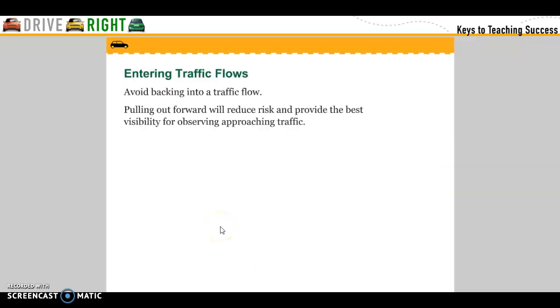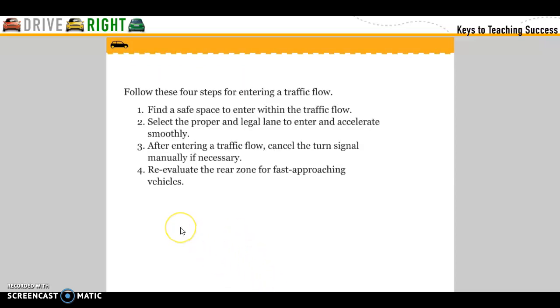Entering traffic flow. Avoid backing into traffic flow. Pulling out forward will reduce risk and provide the best visibility for observing approaching traffic. Follow these 4 steps for entering a traffic flow. Number 1. Find a safe space to enter within the traffic flow. 2. Select the proper and legal lane to enter and accelerate smoothly. 3. After entering a traffic flow, cancel the turn signal maneuver if necessary. 4. Reevaluate the rear zone for the first fast approaching vehicle.